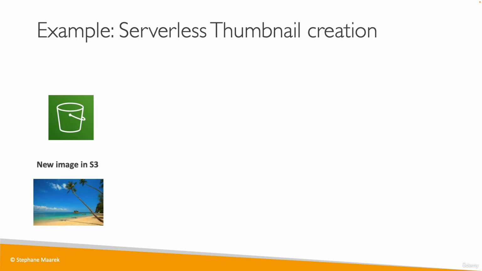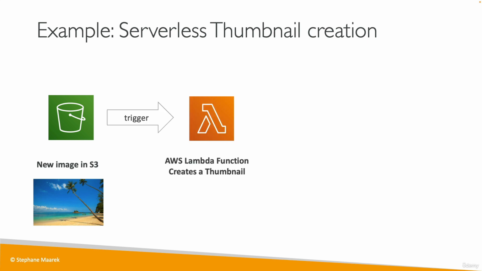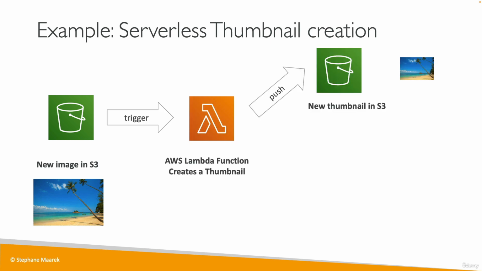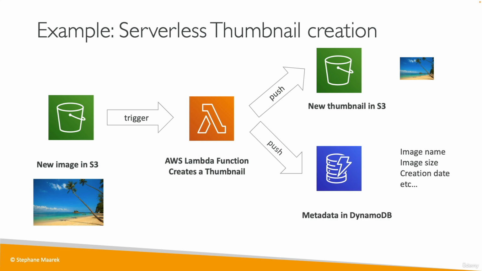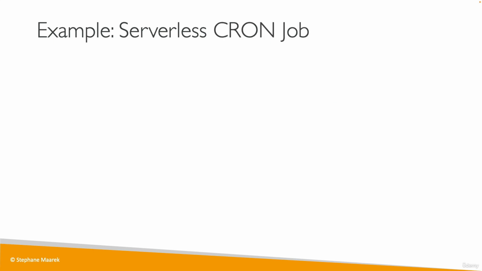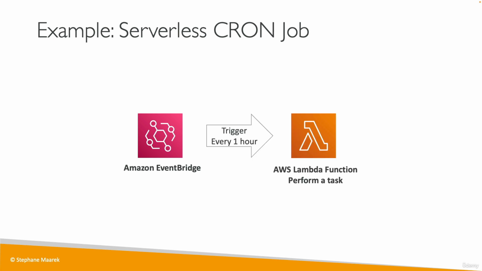We have a new image in Amazon S3, which is going to trigger a Lambda function to create a thumbnail. It's going to push the new thumbnail in Amazon S3 and maybe push the metadata of this thumbnail in DynamoDB that contains the image name, image size, creation date, and so on. Another very common architecture with Lambda is to use Event Bridge to create a time-based trigger to trigger a Lambda function every 1 hour to perform a task, effectively giving you a serverless cron job.